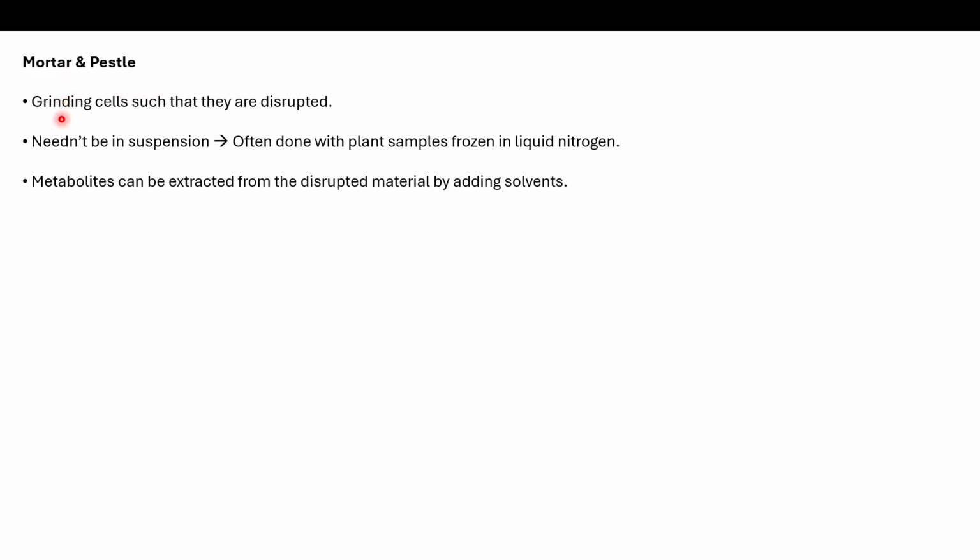So what you basically do is simply grind the cells so that they are disrupted, and it needn't be in suspension. It is often done with plant samples frozen in liquid nitrogen. Many times, suppose we want to extract proteins. In some laboratories, with plant samples, suppose Arabidopsis, or any kind of wheat germ extract, what people do is they just put it in a mixer grinder. Okay, and other than mortar and pestle, this is another way of doing the thing.